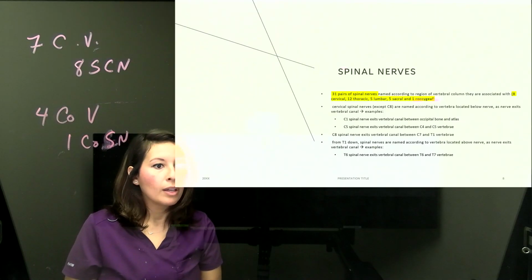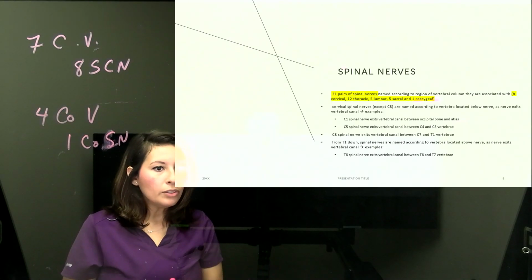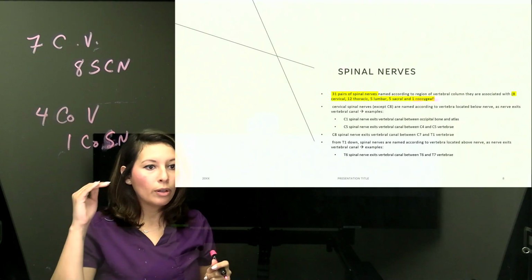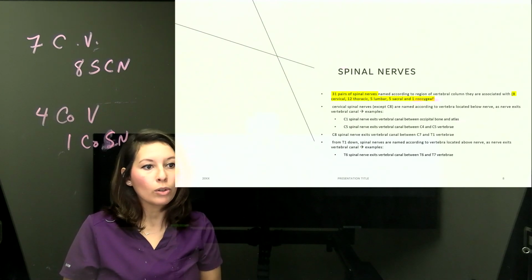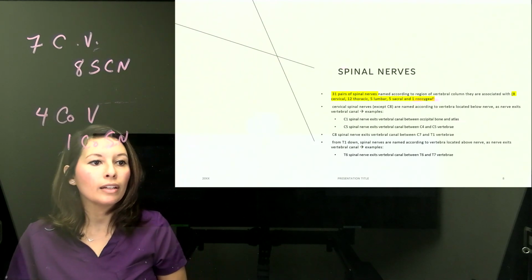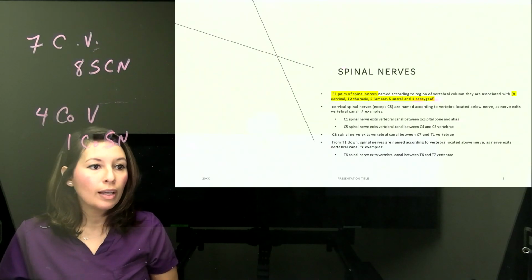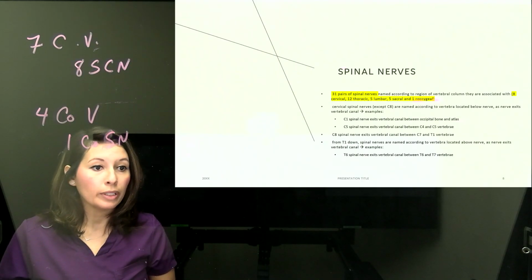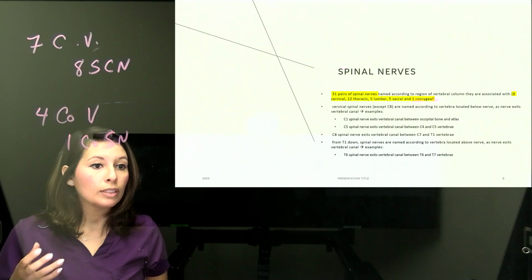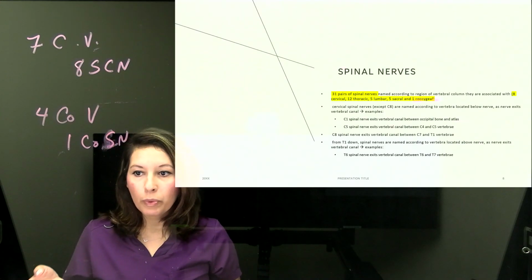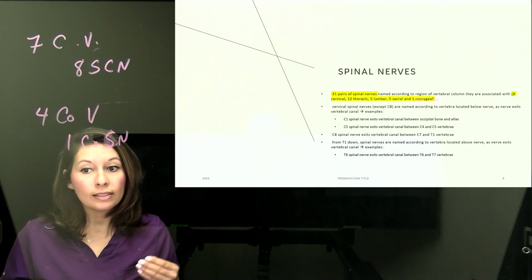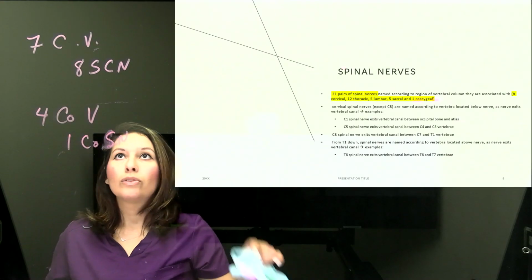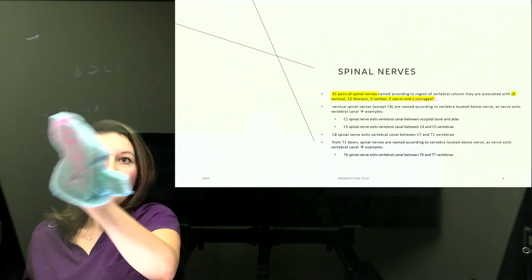Or 1 pair. So from T1 down, the spinal nerves are named according to the vertebrae located above the nerve as the nerve exits the vertebral canal. So for example, T6, right, it's the spinal nerve that exits the vertebral canal between T6 and T7. So that is an important thing to mention.